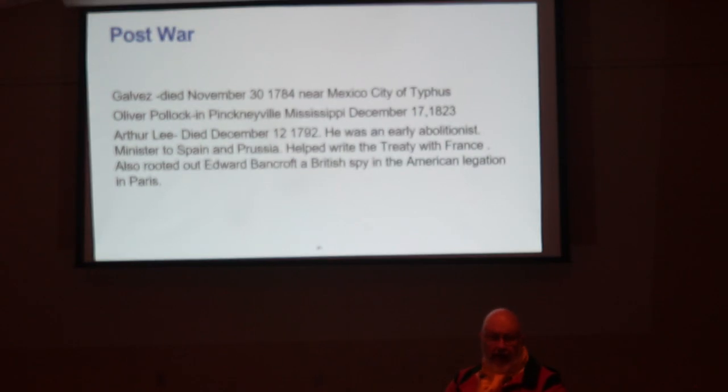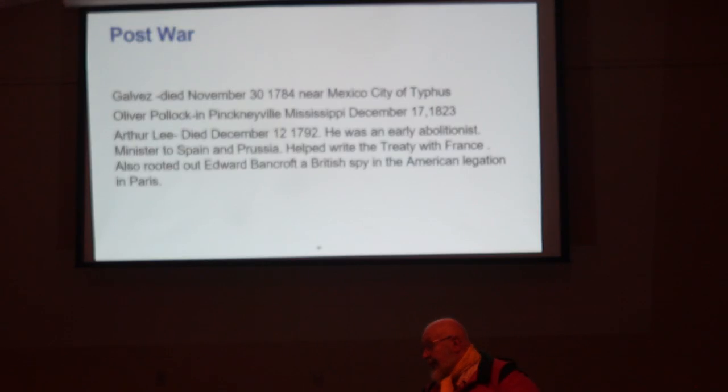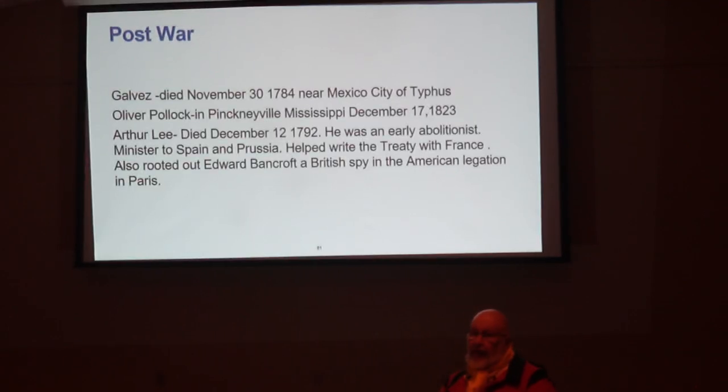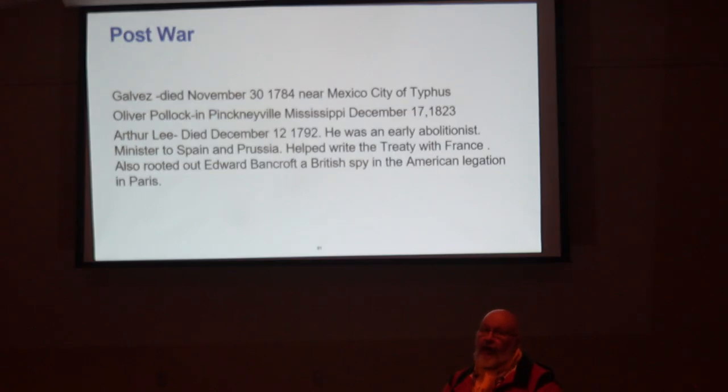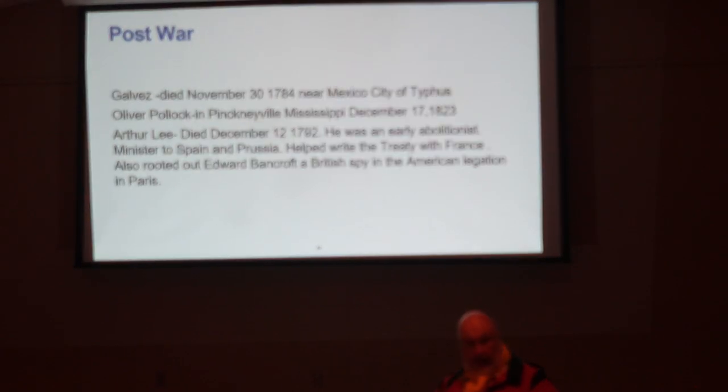He was a fairly young man, what was he, early 40s maybe? Oliver Pollock dies in Pinckneyville, Mississippi on December 17, 1823. He survives a good long time, does become a businessman, still fairly wealthy. Arthur Lee dies in 1792. He was a member of the Lee family, of Robert E. Lee. He was also an abolitionist.